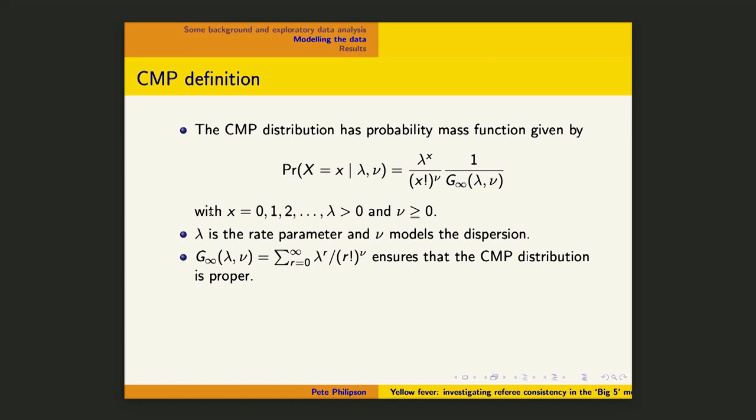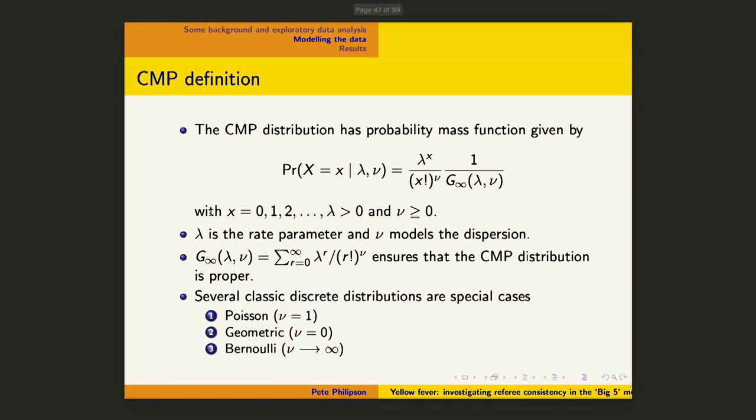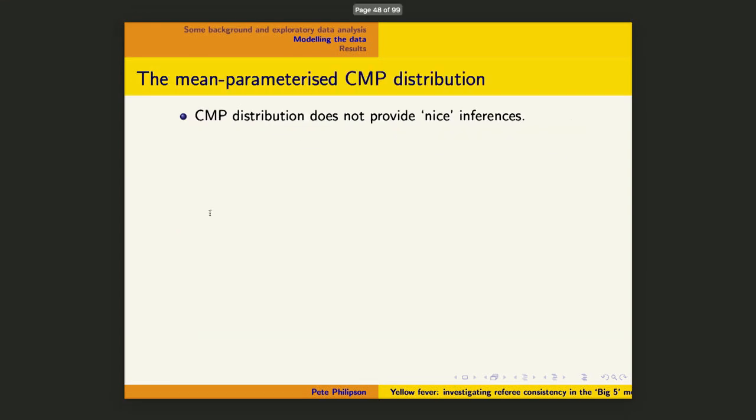And like I say, this g term here is just some constant term that ensures you've got a proper distribution, i.e. the probability sum to 1, etc. And it turns out, it is always nice that several classic discrete distributions are special cases. So if this new parameter is equal to 1, obviously you'd recover the Poisson distribution. If it goes to 0, you get the geometric distribution, and as it goes to infinity, you get the Bernoulli distribution. So it means if we fit a CMP model, we can basically test whether we have Poissonian variance or not, so it's nested within the model.